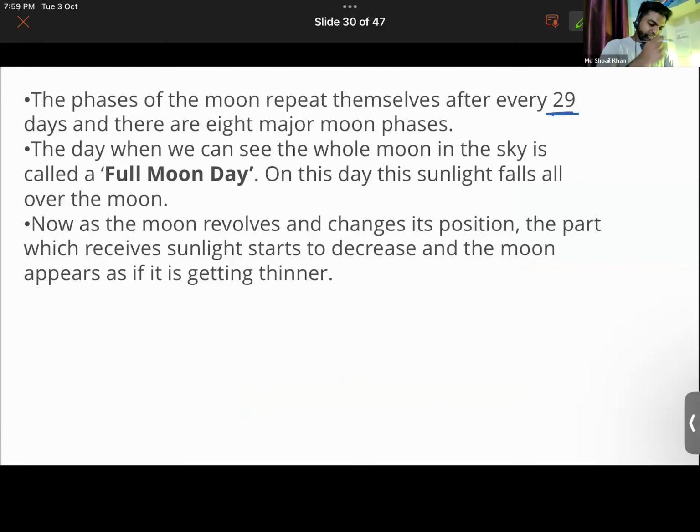And the phases of the moon repeat every 29 days. To be exact, it's 29.5 days. On the full moon day, the day when we can see the whole moon, the sunlight falls all over the moon, right? A few important points. On full moon day, you are able to see the whole moon because sunlight falls all over the moon.